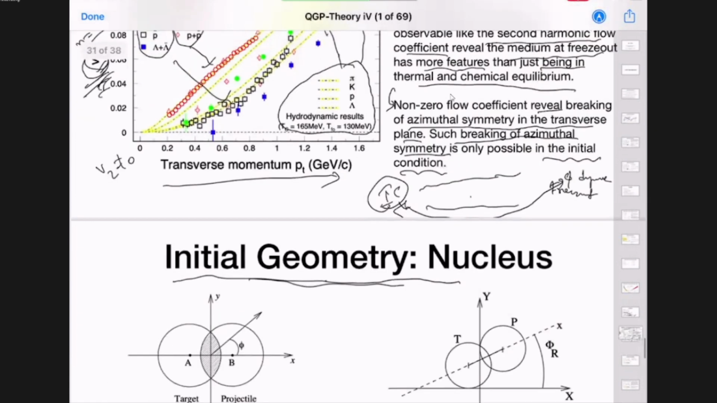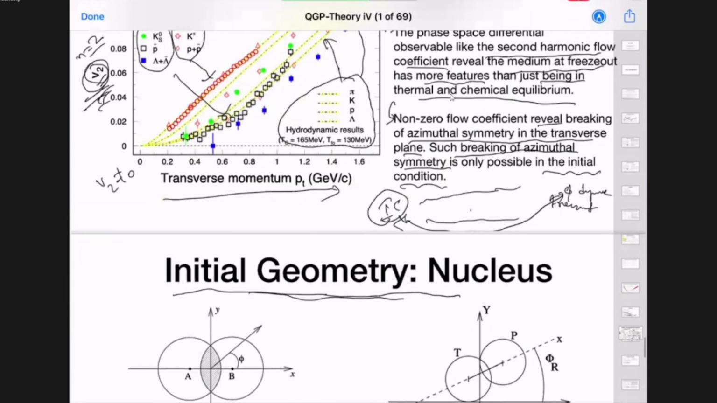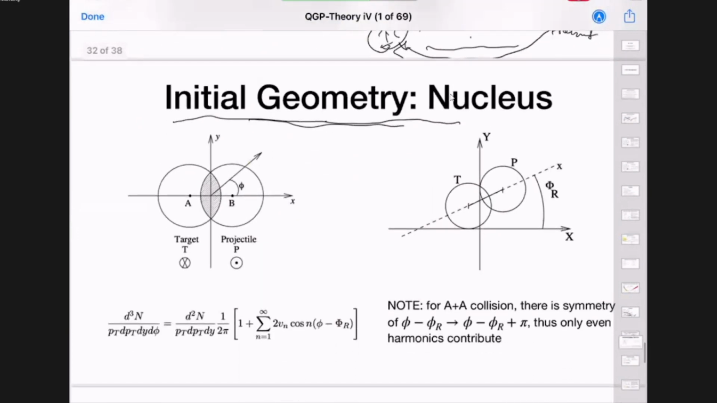So that's how you see, the moment you go from a phase space integrated observable to a phase space differential observable, right? Your scope now goes beyond the freeze out and you start being sensitive to what kind of modeling you are doing, even at the initial condition level, right? So the initial relevant geometry, which could be coming from just the fact that you're colliding two nuclei, right?